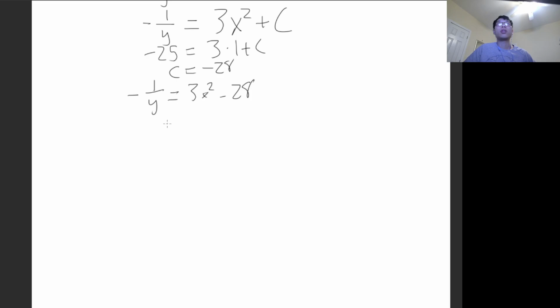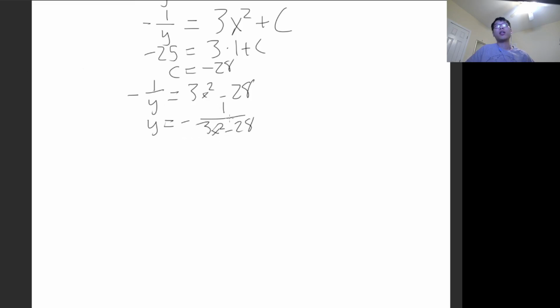And we can simplify things a little bit, writing in terms of y: y equals negative 1 over 3x squared minus 28. Okay, so now we want to determine the interval of validity. So we want to know where this function is defined, so that we can actually use the initial value in the equation that we got.